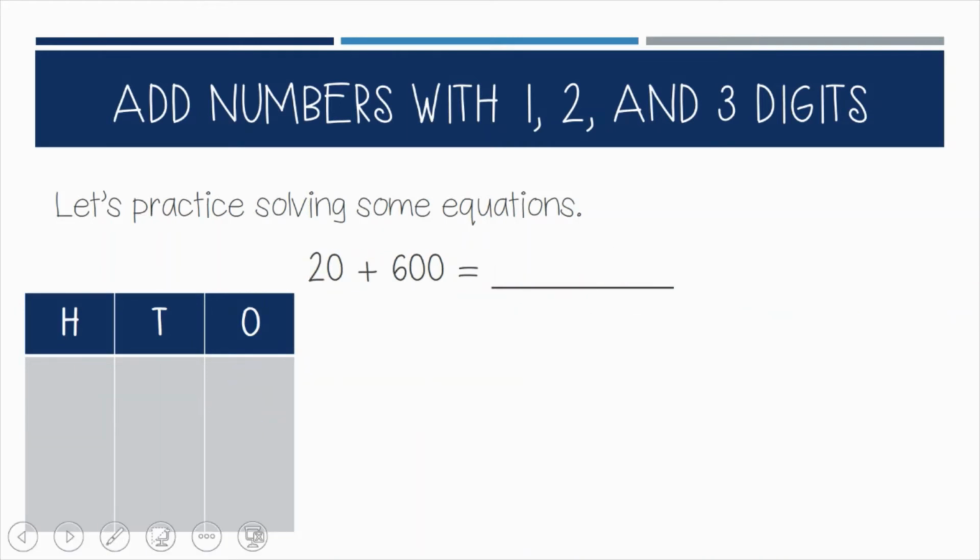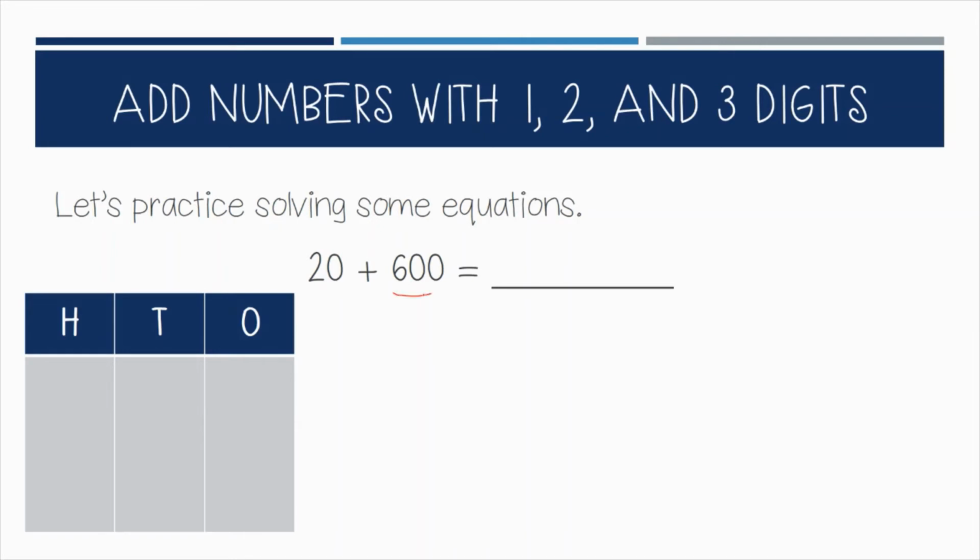Now I have a 2-digit plus a 3-digit. Now I like to put my numbers that have more digits on top and then line them up. But just remember that when you're adding, it doesn't matter what order you put the numbers in. Any way you add the addends, you're still going to get the same total.